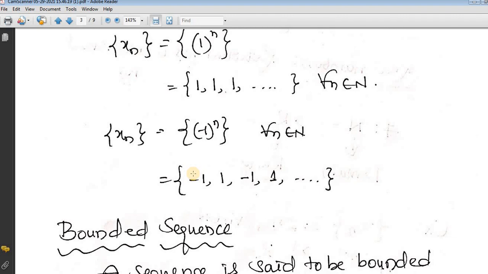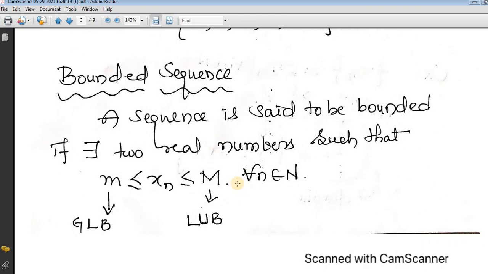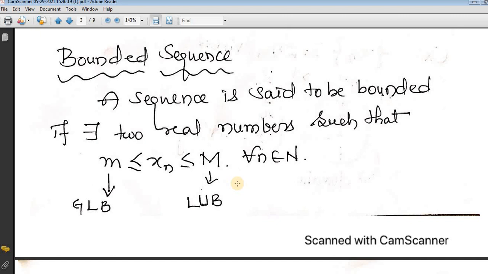We are getting the same repeated values in the range. Therefore, we call this an oscillatory sequence. This is called an oscillatory sequence. Now, bounded sequence. What is a bounded sequence? Suppose a sequence is bounded below and bounded above, then such sequences are called bounded sequences.